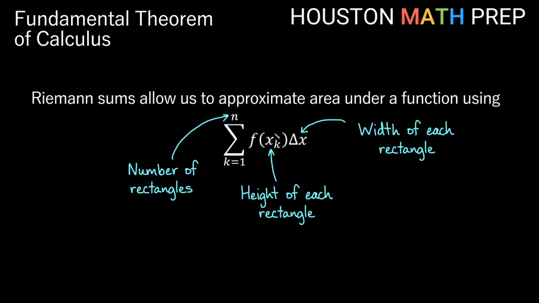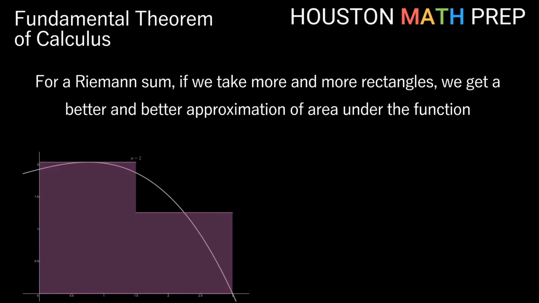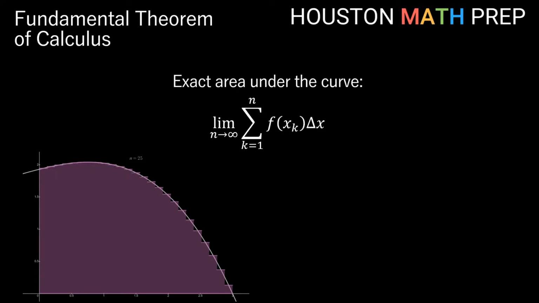So this is the width times the height here, and we're summing up a certain number of rectangles to approximate the area. For a Riemann sum, if we take more and more rectangles, we get a better and better approximation of the area under the function. So how could we get the most accurate approximation, or how could we get the exact area under the curve? The idea is to just let our number of rectangles approach infinity.